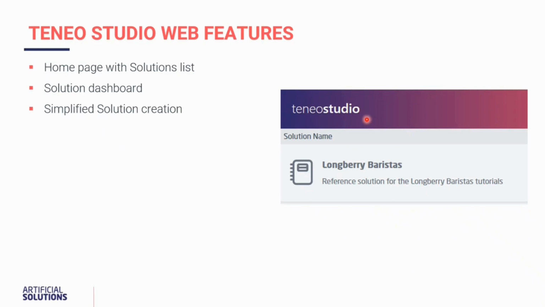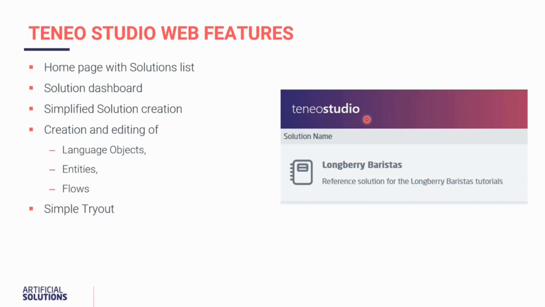There is the simplified solution creation process, which was created for the Teneo web, and then also has been implemented into the Teneo desktop, and that one is available, or basically you can create solutions on the web. You can create and edit language objects, entities, and flows. Okay, so those are the three main elements that you can work with when you work on the web browser. You can use the simple tryout or a very simplified version of tryout when you're on the web.